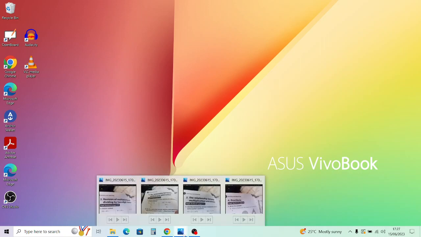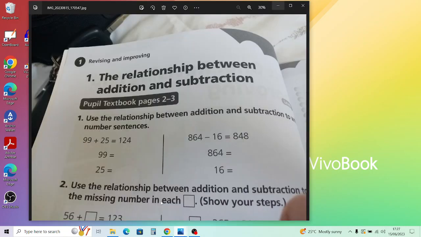The first section is called The Relationship Between Addition and Subtraction. So we're going to spend a little while, not too long, because these are things that you should be familiar with already. So question 1, they used the relationship between addition and subtraction to write the number sentences.